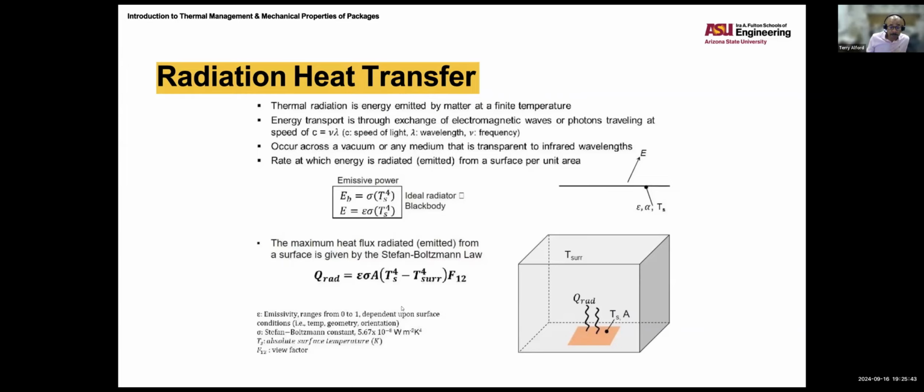Okay, so now we'll start talking about thermal resistance and package heat transfer. We had a question earlier tonight about the temperature of the package relative to the components. So now we're going to really look at the resistance.